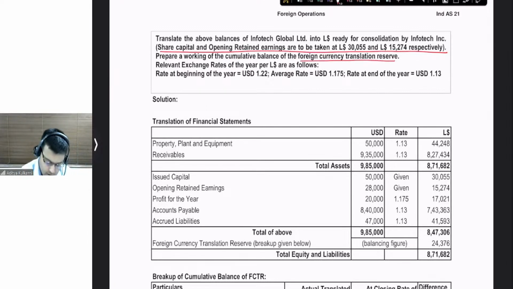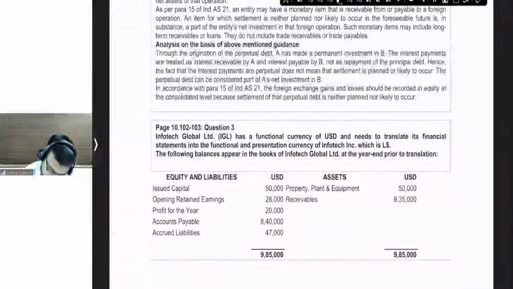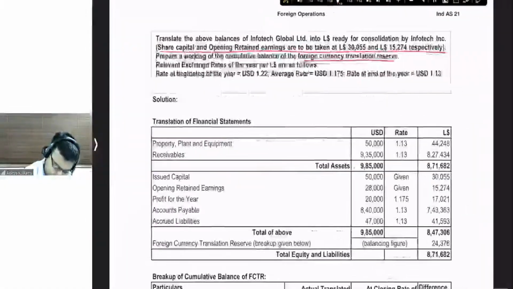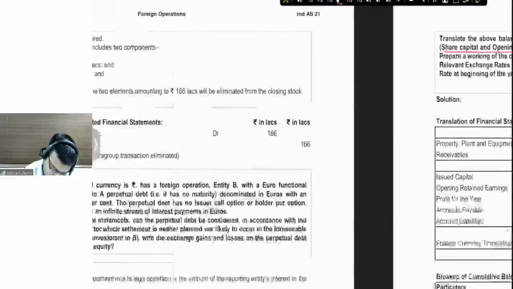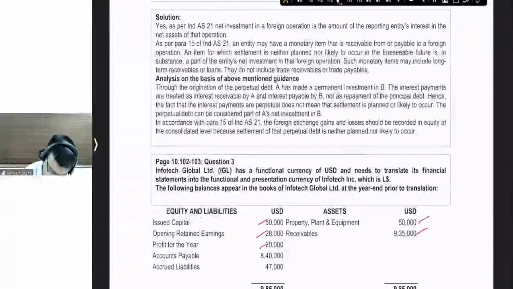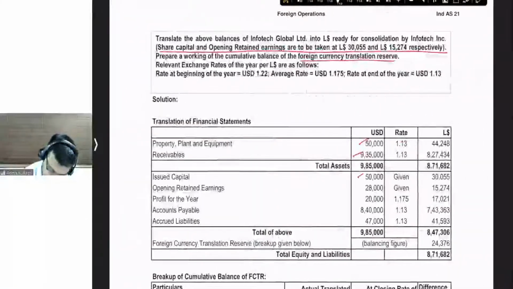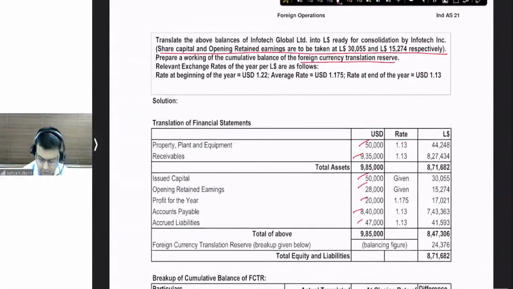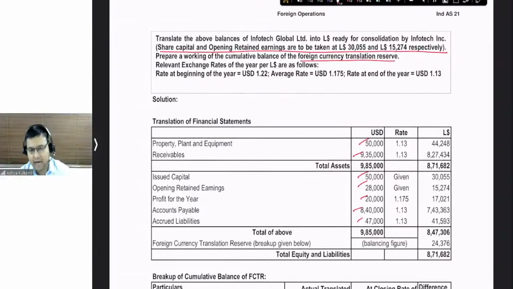Relevant exchange rates of the year per L dollar are as follows. Rate at beginning of the year, opening rate 1.22, average rate 1.175, rate at the end of the year is 1.13. So when I translate, let us first record all assets 50,000, 9,35,000. Then liabilities 50, 28, 20, 8, 40, 47. The rates are given.